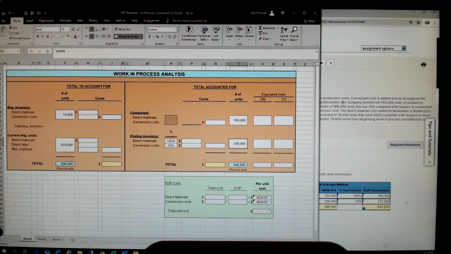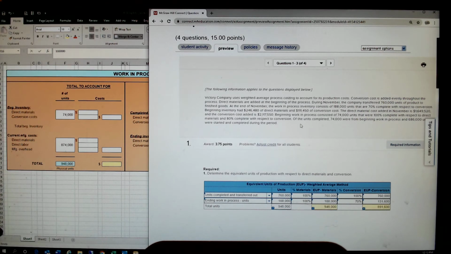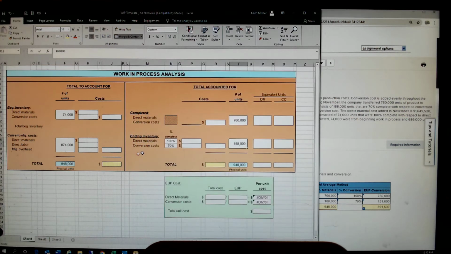Now, what does this mean right here? Remember, this was a little confusing. It said that of the units completed, 74,000 were from beginning work in process. 686,000 were units that were started and completed. Well, that 686, what they're saying is this 760 is made up of 74,000 of those and 686,000 of those. Well, where's the other units? If 686,000 of these were completed, where are the other 188,000 still in ending inventory?